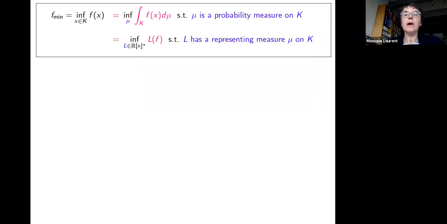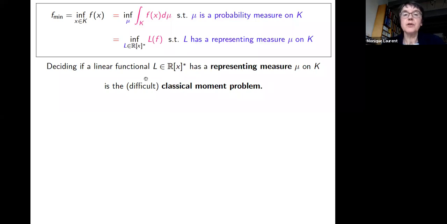If we have a probability measure mu on K, this defines a linear functional L, which acts on the ring of polynomials. Namely, we define L evaluated at the polynomial f as the integral of f d mu. Now we can reformulate the original optimization problem as finding a linear functional L acting on the ring of polynomials, minimizing L of f, but we should restrict to those linear functionals L which admit a representing measure on the set K.